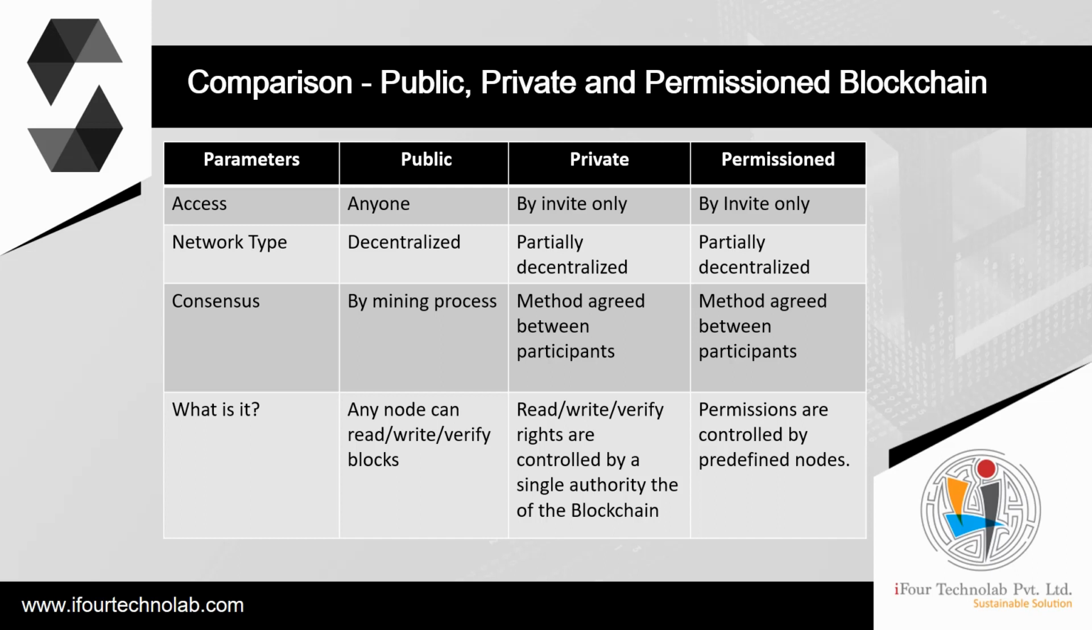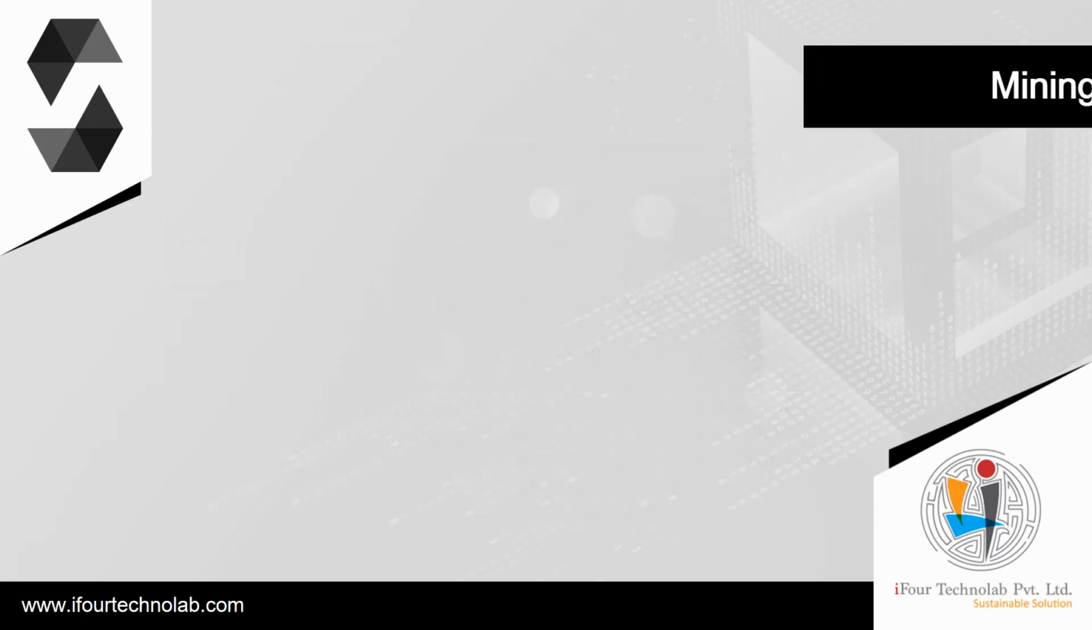Anyone can read, write, and verify blocks in a public blockchain, while only the owner of a private blockchain can read, write, and verify. A permissioned blockchain is controlled by predefined nodes.